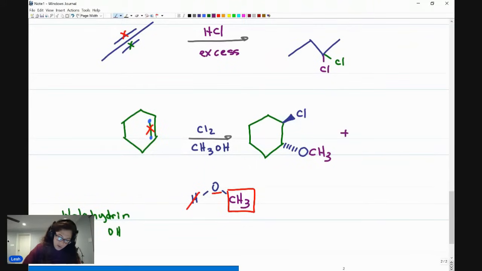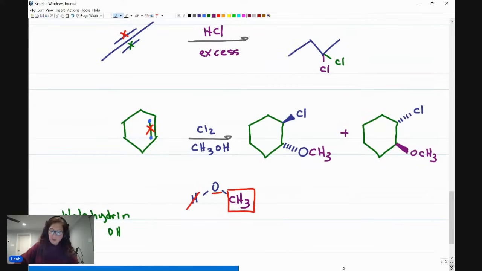This would be one product, but because this started with a pi bond that was sp2 hybridized, I could have just as easily put my chlorine on dashes. And that means the second portion, the methanol, would have added on a wedge. What is the relationship between these two products, which are both equally going to form?